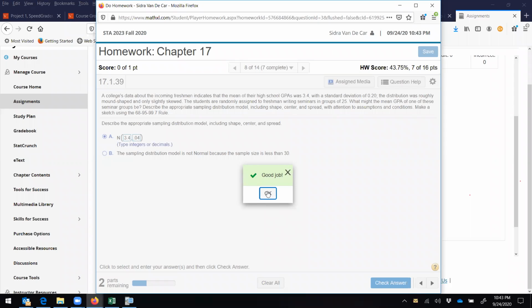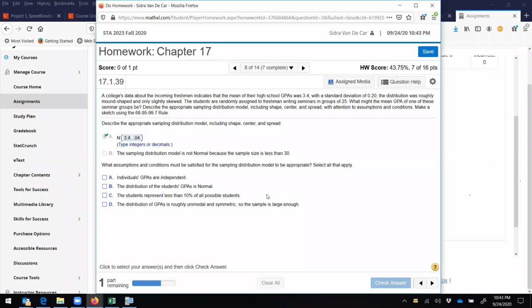If it were badly skewed, then we'd pick B, that it's not normal because we're not getting over that sample size of 30. What assumptions and conditions must be satisfied for the sampling distribution model to be appropriate? The GPAs have to be independent. The students represent less than 10% of all possible students. And it's roughly unimodal and symmetric, so the sample is large enough.